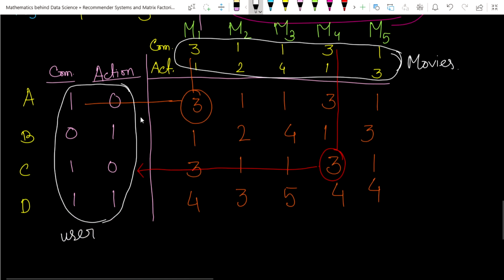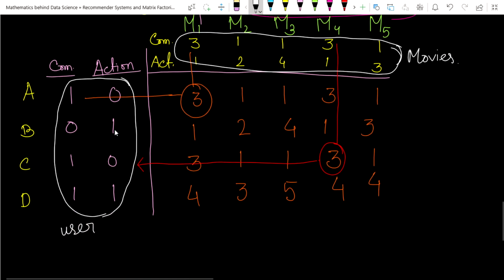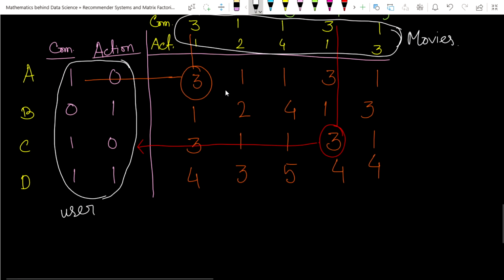Our main job is to predict these two matrices somehow, and to get these two matrices, the matrix factorization concept comes into the picture. If somehow you can predict these two matrices, then we can recommend something. Now let's see how to predict these matrices.